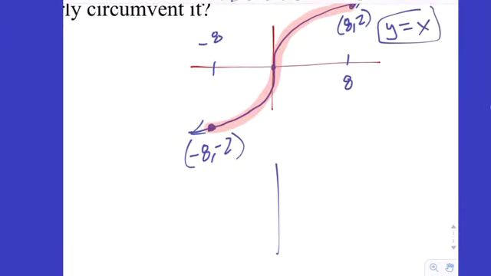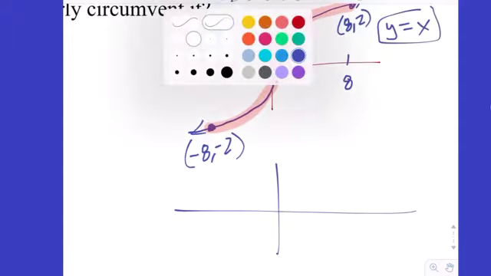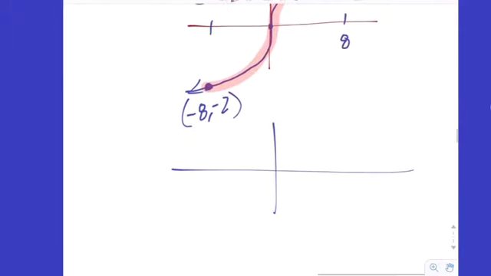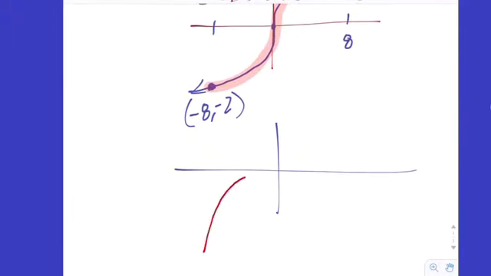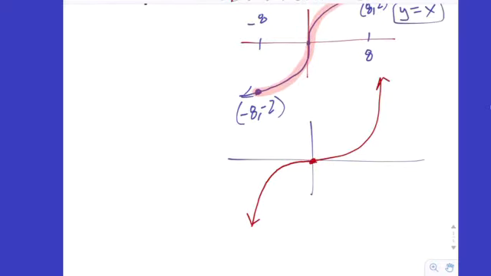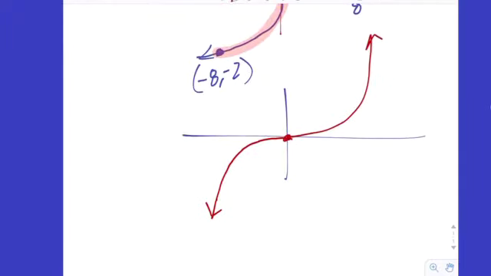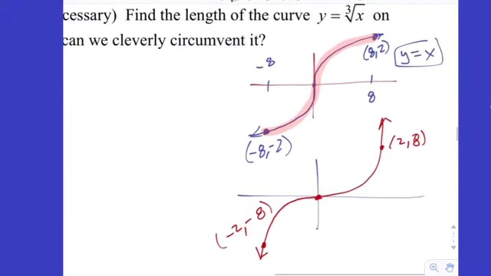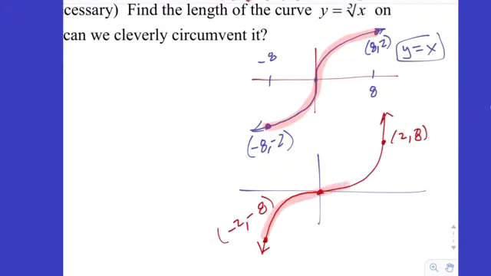If I reflect it across the line y equals x, I am going to get the graph of x cubed, which looks like this. It now has a horizontal tangent at 0 instead of a vertical, and it does that. And now the point -8, 2, what happens to ordered pairs when you find the inverse? They switch. So now this would be the point -2, -8, and then symmetrically over here, this would be the point 2, comma 8.